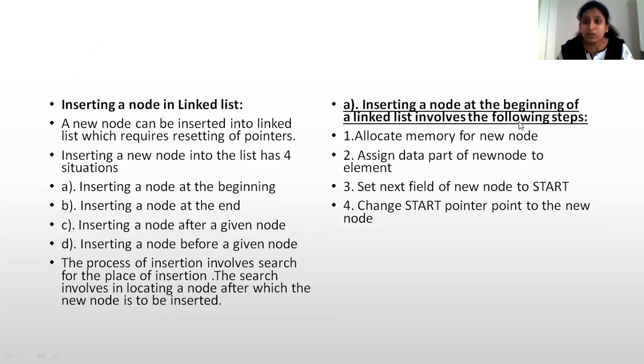Okay. Then coming to insertion. We have 4 different types: inserting a node at the beginning, inserting a node at the end, inserting a node after a given node, and inserting a node before a given node. Coming to inserting a node at the beginning, first we need to allocate the memory for the new node, then assign the data, then set the next field of the new node to your start, then change the starting pointer to the new node.